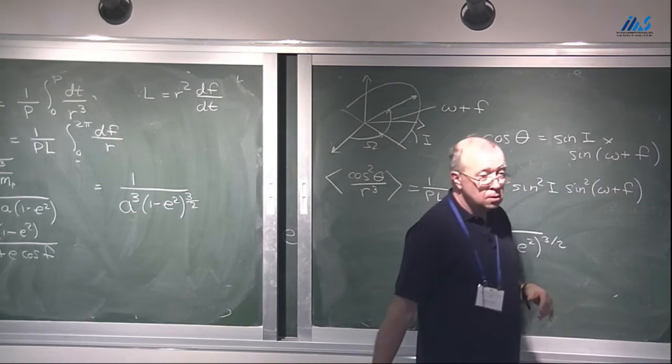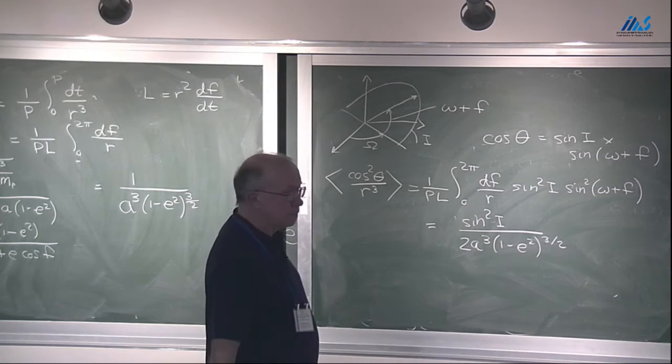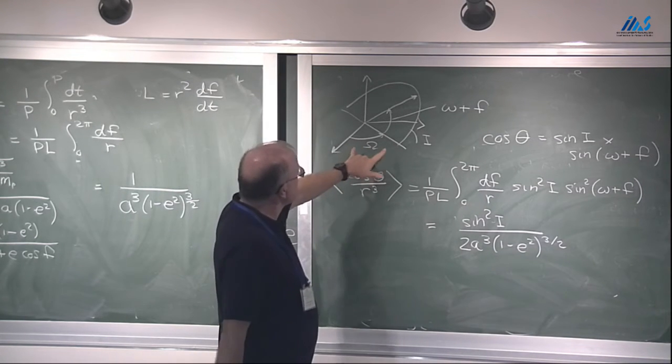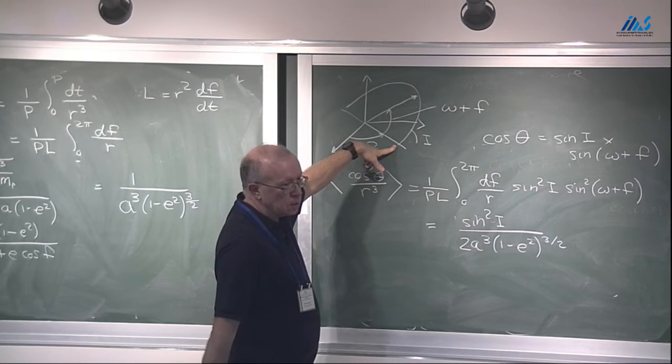Yes? So are we assuming anything about the orientation of the planet with that identity right there? I'm assuming that the equator plane of the planet coincides with the xy plane.